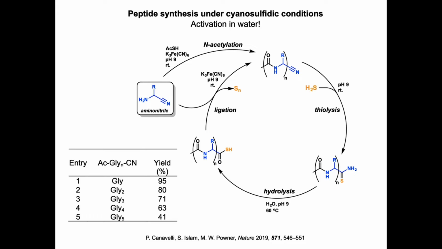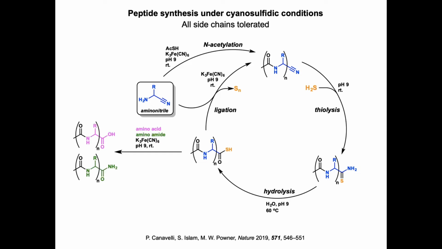So then we iterated this process, and we ended up forming oligopeptides in really, really good yield. And what we also found was that all the amino acid side chains can be tolerated by coupling every single amino acid, every proteogenic amino acid, and we found that it could work in really high yield with high generality.